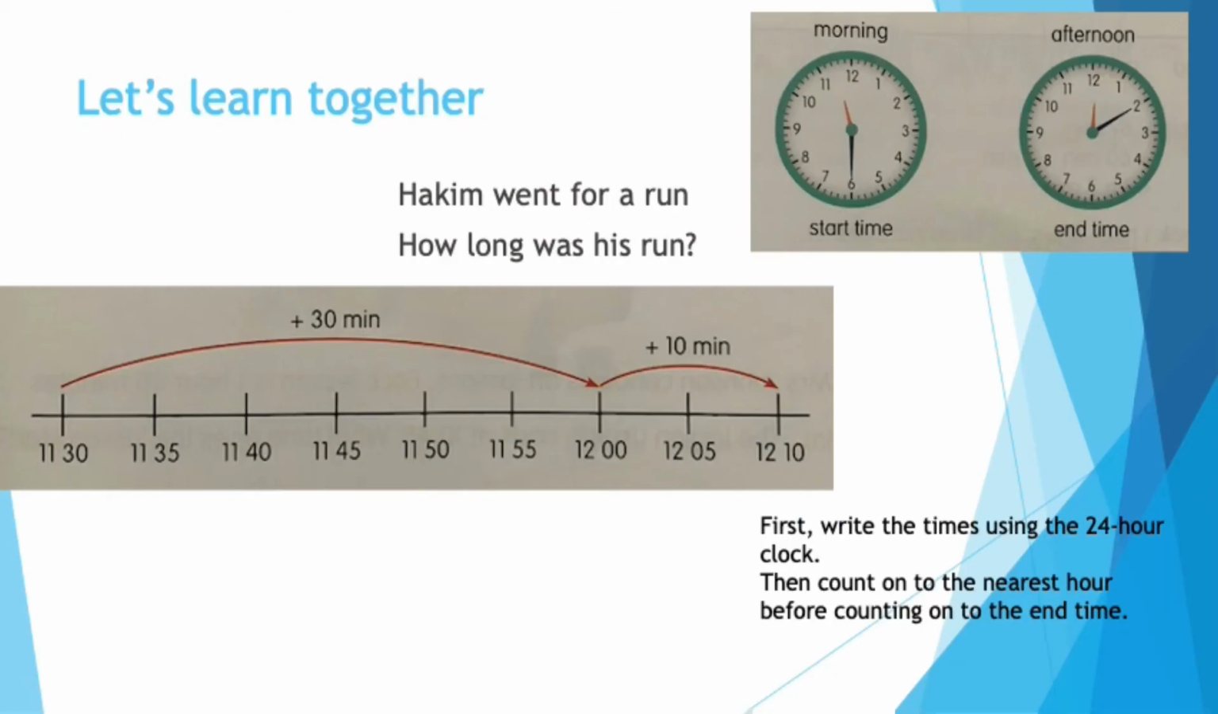Okay, let's relearn together. Hakim went for a run. How long was his run? Okay, kalian lihat di jam untuk morning start time-nya itu adalah jam 11.30 dan di afternoon end time-nya itu adalah 12:10. Nah, jadi kalian buat dulu interval seperti di gambar dari 11.30 sampai 12.10.